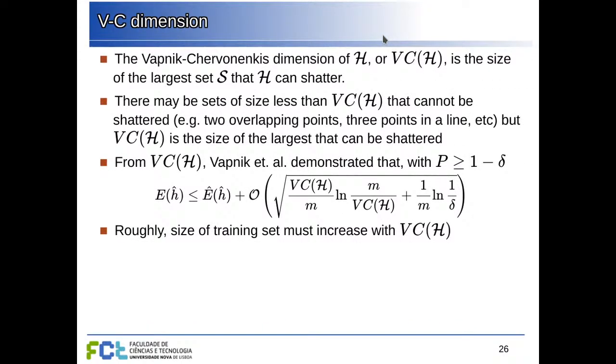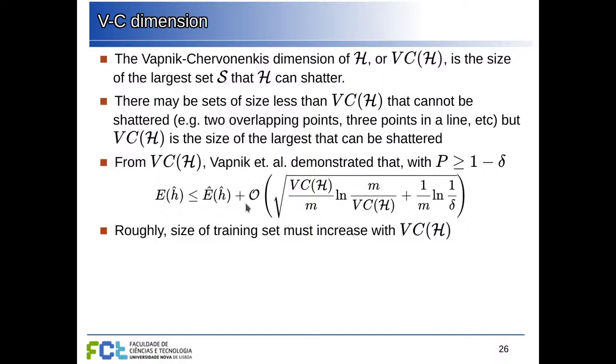So the Vapnik-Chervonenkis dimension of hypothesis class H is the size of the largest set that this hypothesis class can shatter. For example, for a linear classifier in 2 dimensions, the VC dimension is 3. 3 is the largest number of points that you can shatter with a linear classifier in 2 dimensions. Note that there may be sets with a smaller number that you cannot shatter for some reason, because you put them all in a line or something like that, but that is not relevant. What we want is to find the largest set that can be shattered.